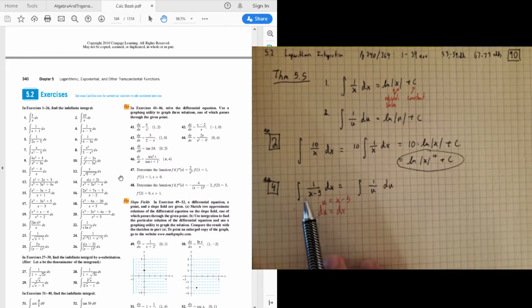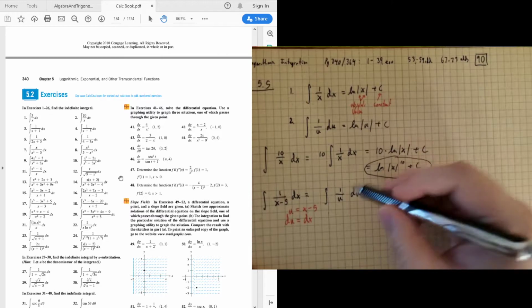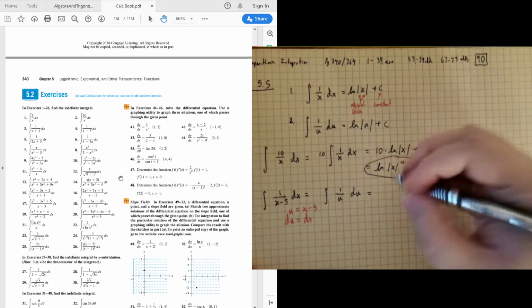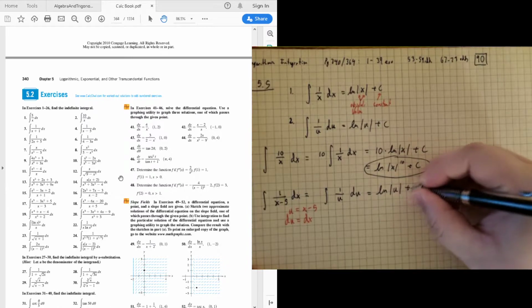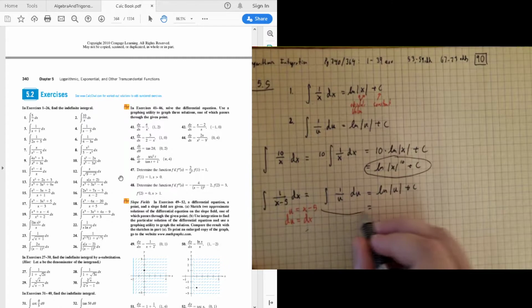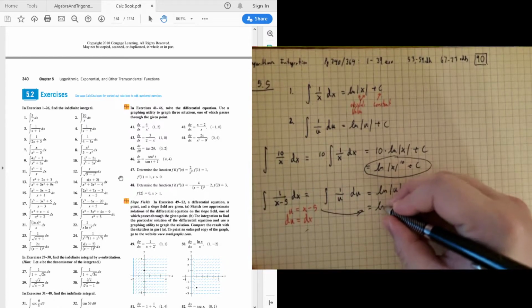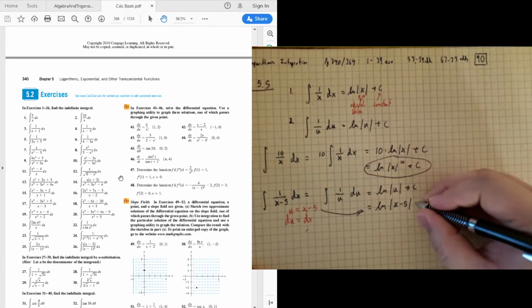So in this case, my u is my x minus 5. My du is equal to dx. And now I can integrate using theorem 5.5. According to theorem 5.5, this is equal to the natural log of the absolute value of u plus c. And because we know what u is, we can now substitute back in the natural log of the absolute value of x minus 5 plus c.